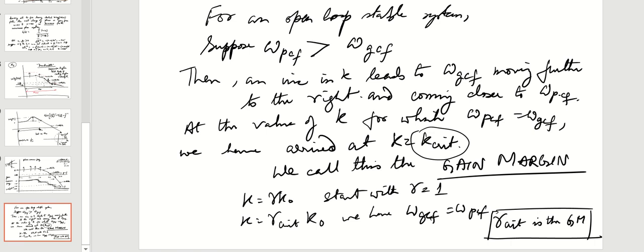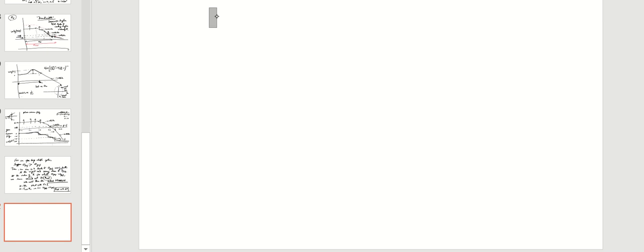If you have a negative gain margin, which is to say that suppose omega GCF is greater than omega PCF, what does it mean? What does it mean?